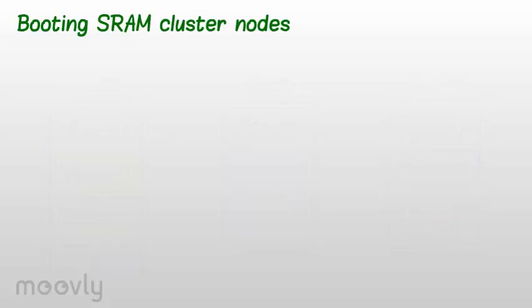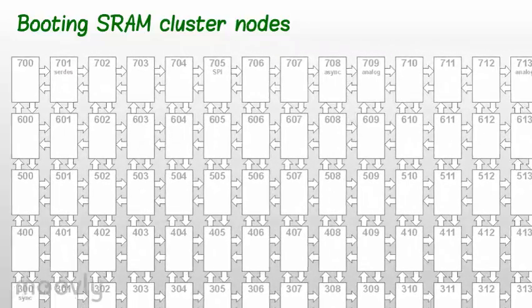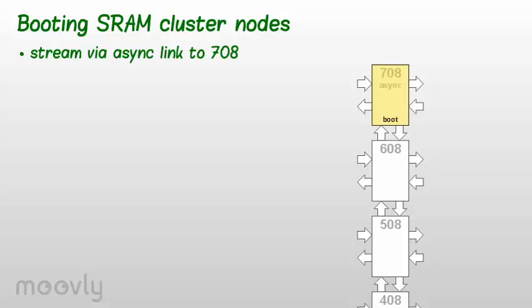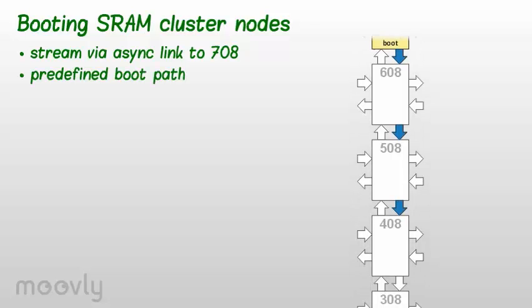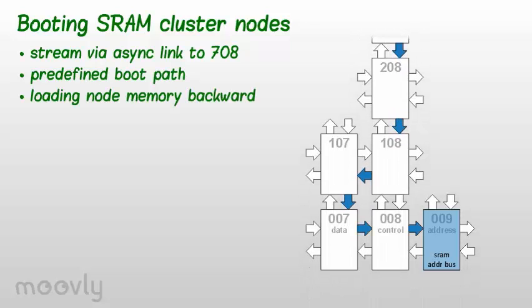In the following example, we show how the SRAM cluster nodes boot. A boot stream built during compilation of array4th code with streamer utility is sent through an async serial line into boot node 708. The stream is processed by the boot node and moves along the boot path until the end of the path is reached. It then loads code into memory of specified nodes in the backward direction. Thus, nodes which form the SRAM cluster are loaded with code and they start executing.